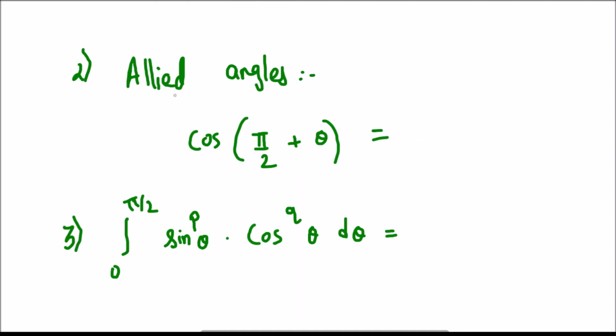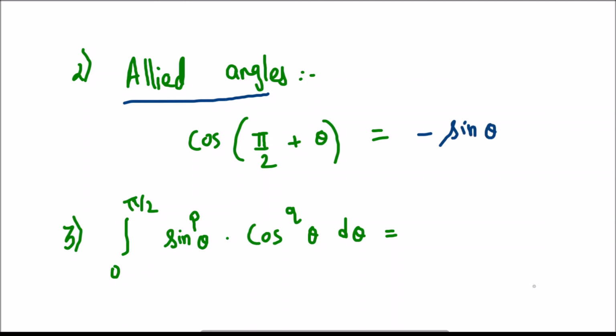After that, I'm going to use one of the allied angles, that is cos of pi by 2 plus theta. So what is cos of pi by 2 plus theta? If you remember it, well and good. Otherwise, you can use cos of a plus b. What is cos of a plus b? It is cos a cos b minus sin a sin b. So it comes out to be minus sin theta.